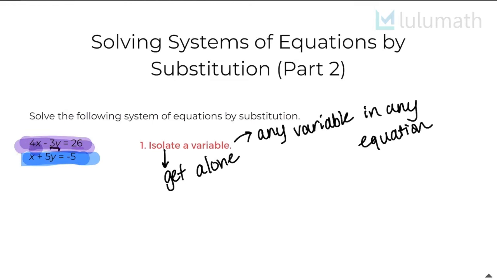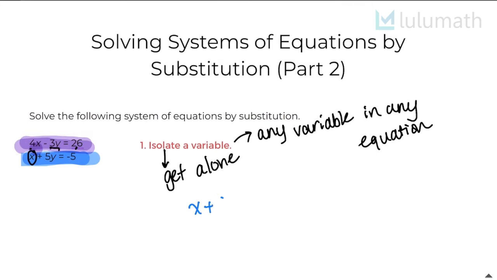Same thing with the y. Because it has a coefficient of negative 3, I'm going to have to divide the 4 by negative 3 and the 26 by negative 3. Neither one of those is an option that I will want to actually explore. So let's take a look at our second equation, x plus 5y equals negative 5. If you notice this x, it's a single x, so I won't have to divide by anything to isolate the x. So that's what I'm going to try to isolate.